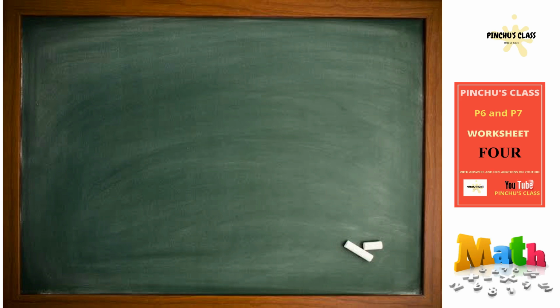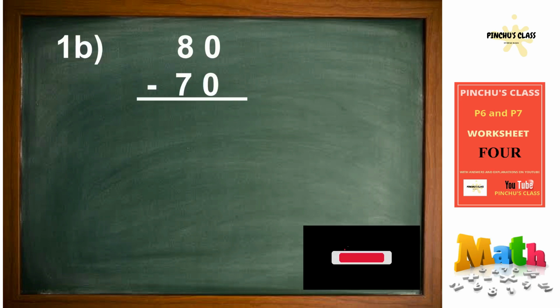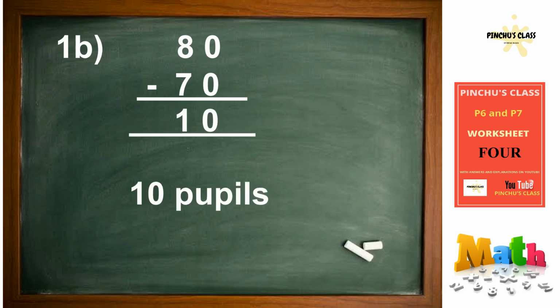And then number 1B, they're asking how many pupils were absent on Wednesday. Now, to get the pupils who were absent on Wednesday, we shall get the total number of pupils in the class. They have told us it is 80 pupils minus the number of pupils who came on Wednesday. So we can see that 70 pupils came on Wednesday. Therefore, we're going to get 80 minus 70, and the answer is going to be 10 pupils.